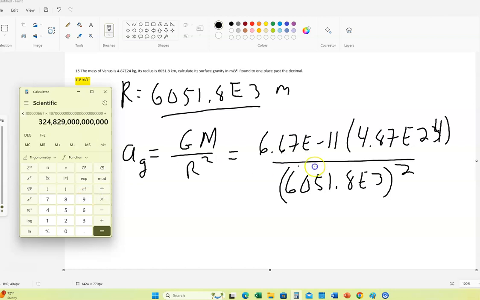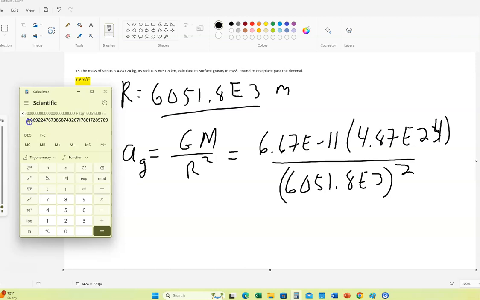Divided by, all right, so this is the radius of Venus. So it's 6051.8, or you could write just 0.8 times 10 to the third, it's the same thing, but of course we have to square that, right? And then hit equals. All right, so this is the surface gravity, right? So it says to round it to one place past the decimal.